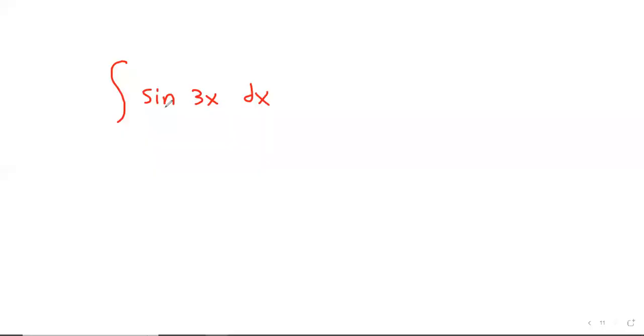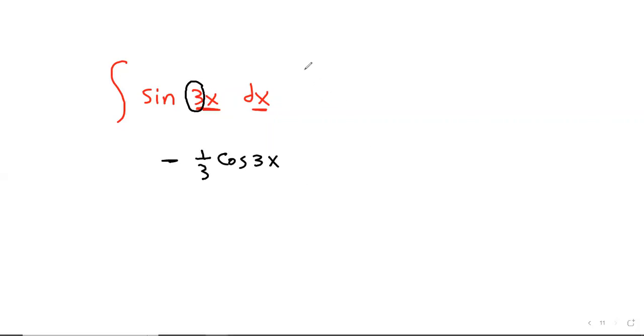I want to get the integration of sine 3x with respect to x. The integration of sine x is negative cosine x. The antiderivative of sine x is negative cosine x, but we have here 3x. So write it as negative cosine 3x and divide by the coefficient of x. It will be 1 over 3.